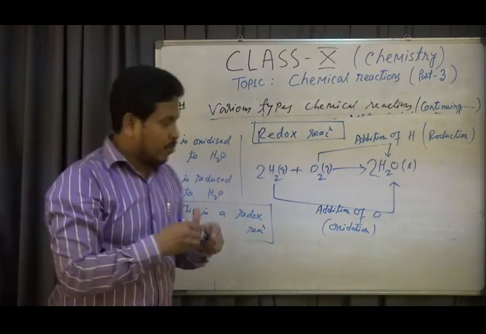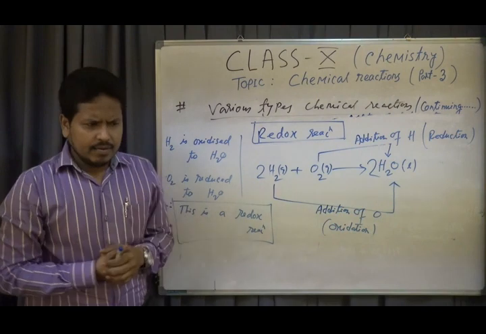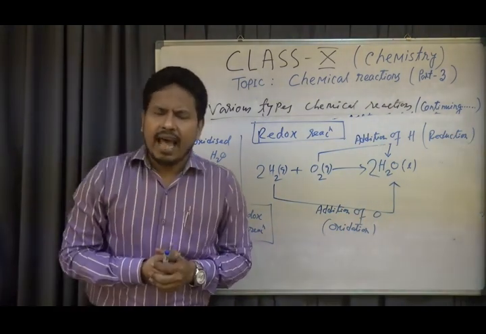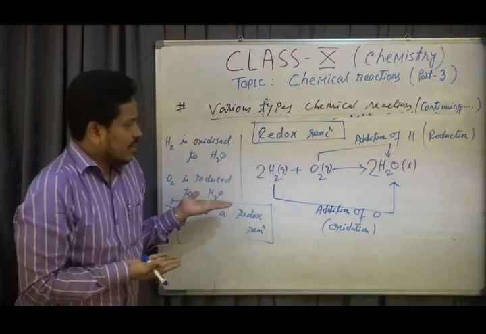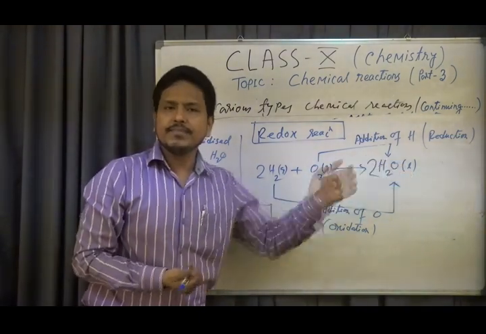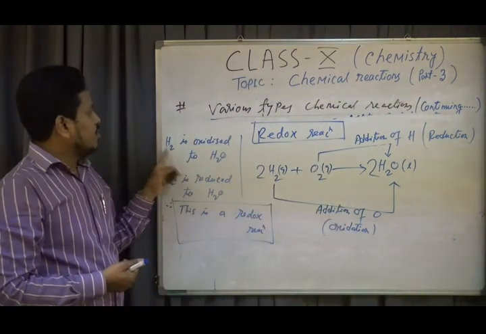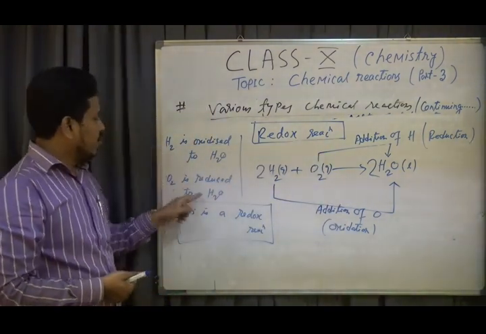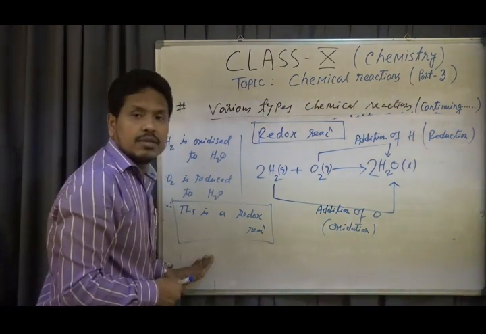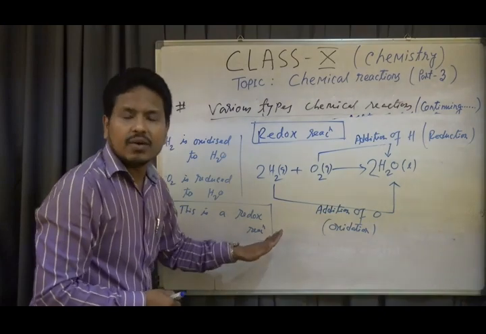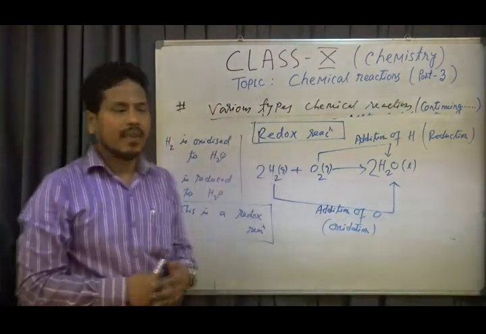In this way, you have to explain. In your examination, this type of problem will come: explain with an example that oxidation and reduction occur simultaneously. So, this is an example of such a reaction. You have to write in this way: hydrogen is oxidized to water, oxygen is reduced to water. That is, this is a redox reaction. Hence, we can say that oxidation and reduction occur simultaneously.